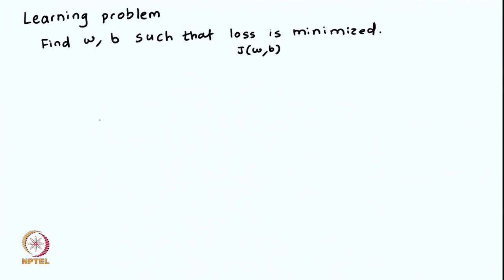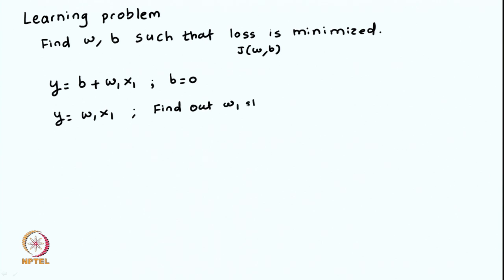Let's try to understand how we can do this intuitively. I will again consider our linear regression model y is equal to B plus W1 x1, and to keep the expression simple, we will assume that B is equal to 0. So, we get a very simple model, which is y is equal to w1 x1. Now the optimization problem is to find w1 such that J of w1, b is minimized. There is exactly one parameter here, because you have already set b to 0.